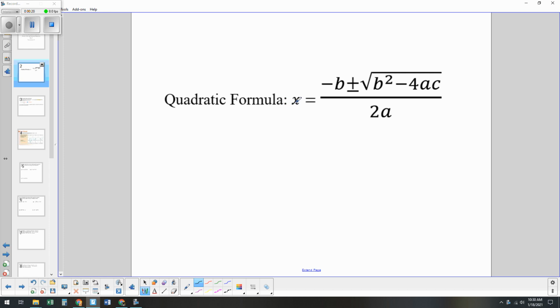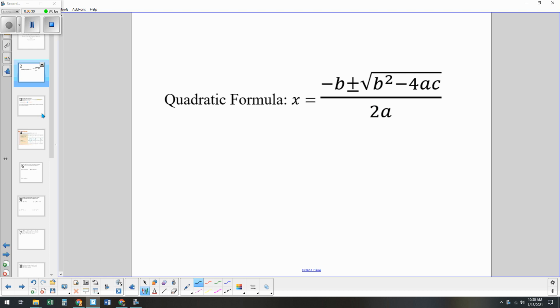And it's going to give us the solutions x equals the opposite of b plus or minus the square root of b squared minus 4ac, and the entire thing is over 2a, not just the square root part, but the entire thing, which means we have to do the entire top before we worry about dividing by the bottom.